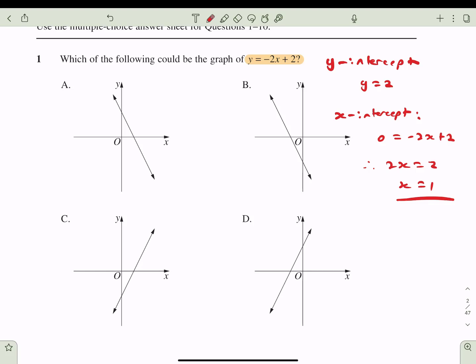So now I know that my two intercepts are y equals 2 and x equals 1. They're both positive. And the only answer option where both intercepts are positive is answer A. So that is my answer for question 1.